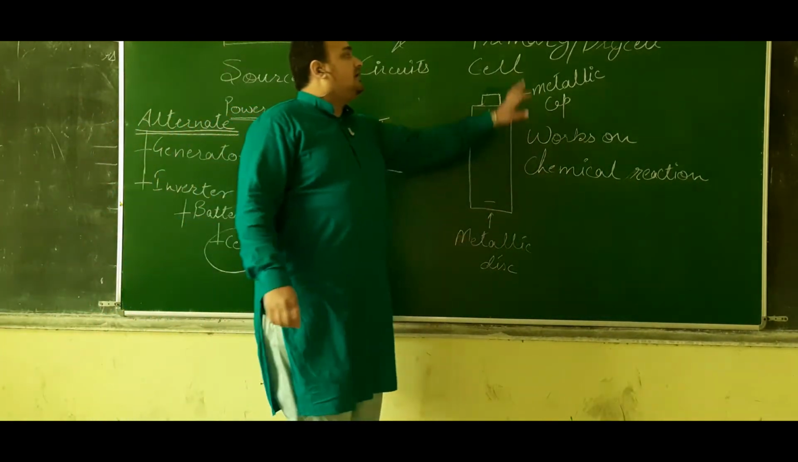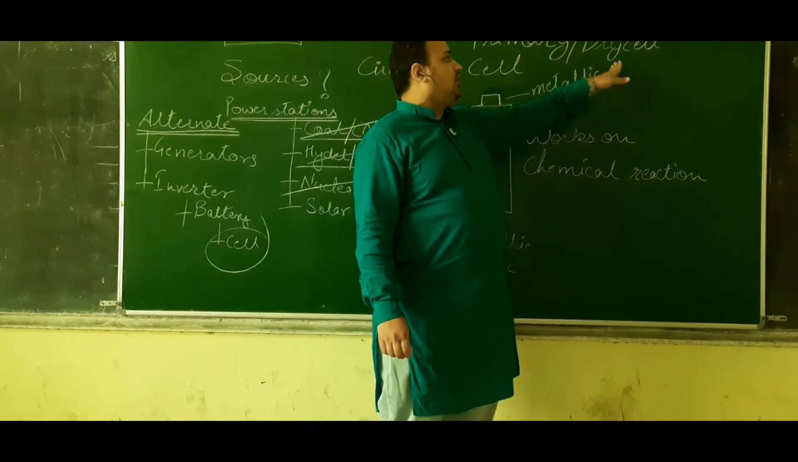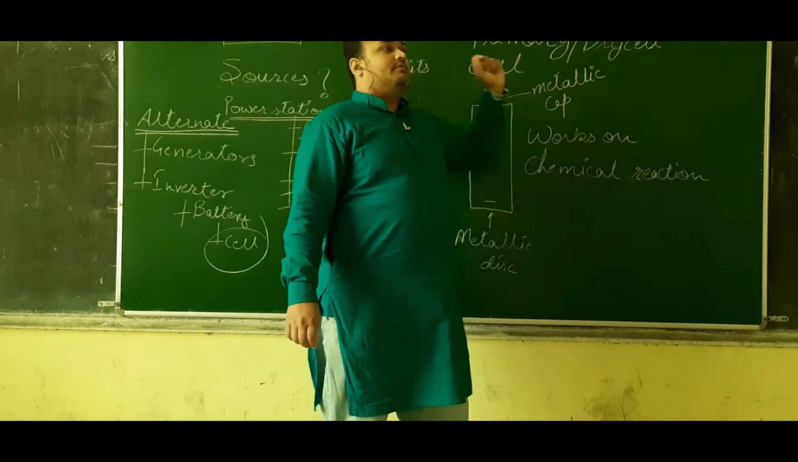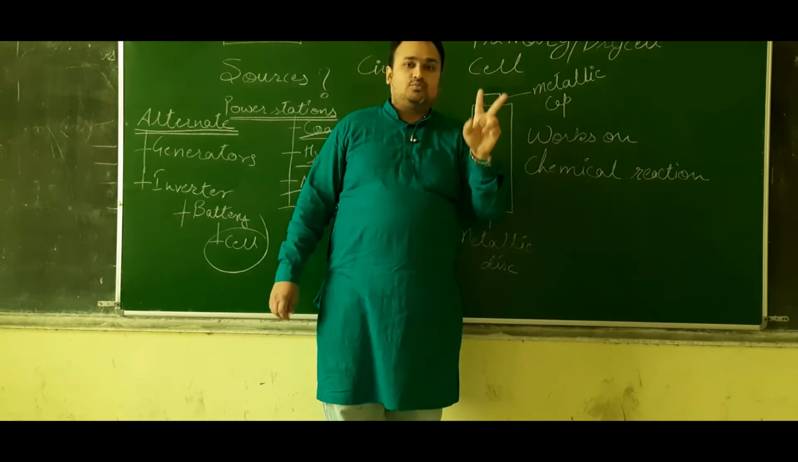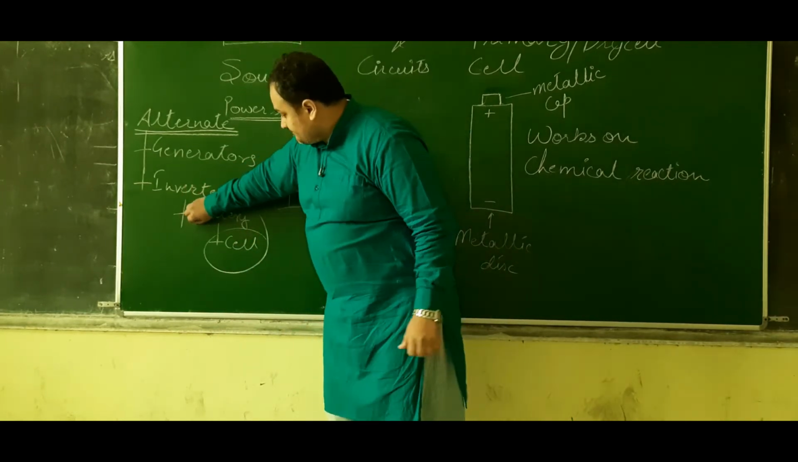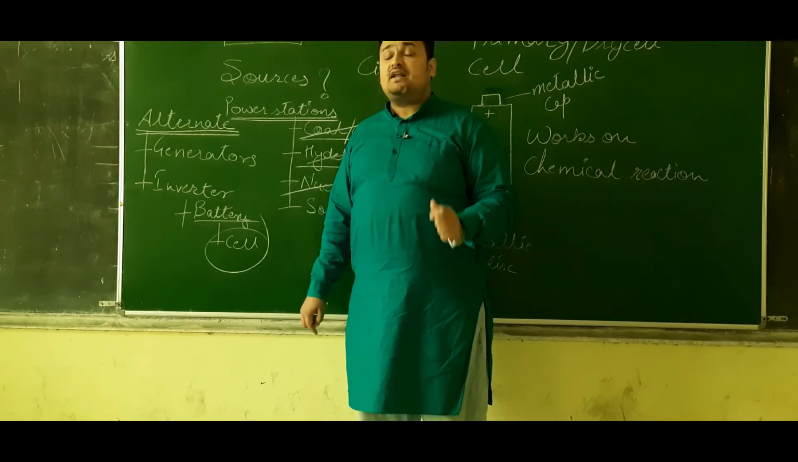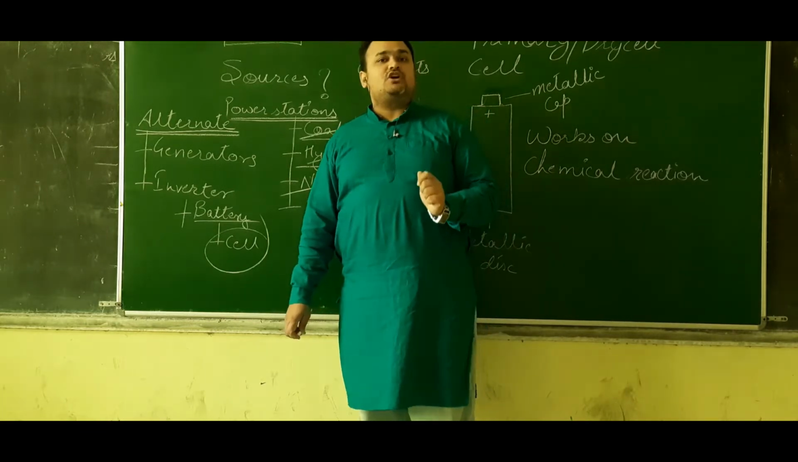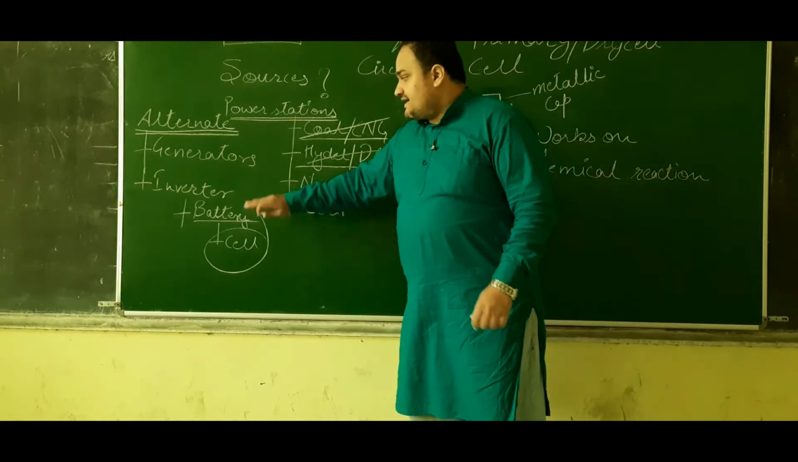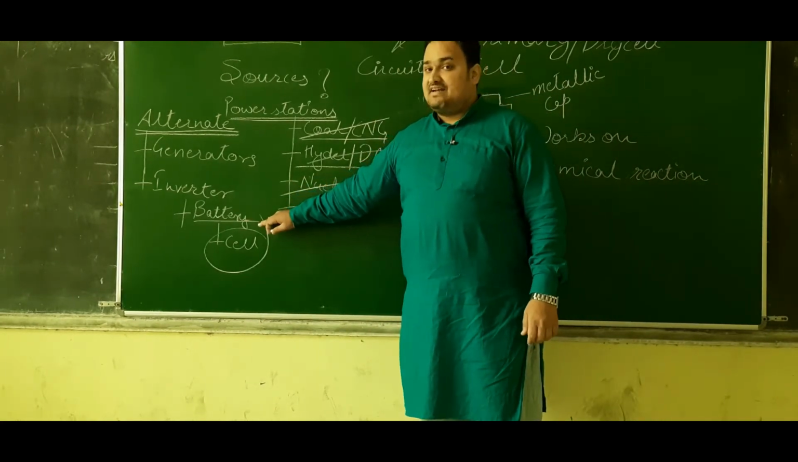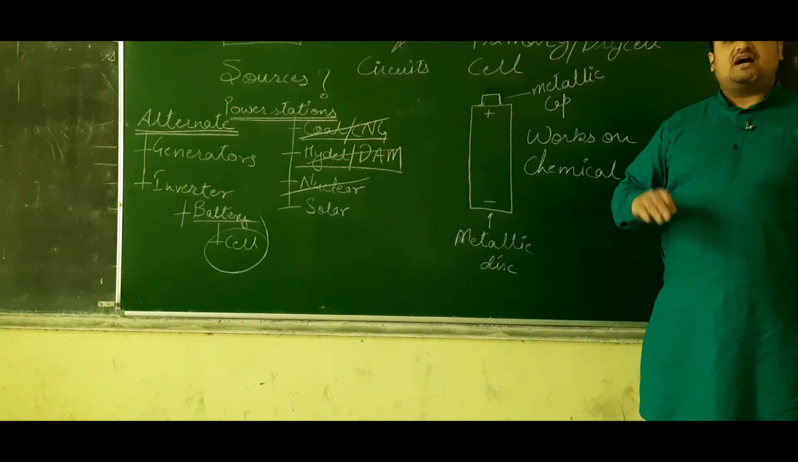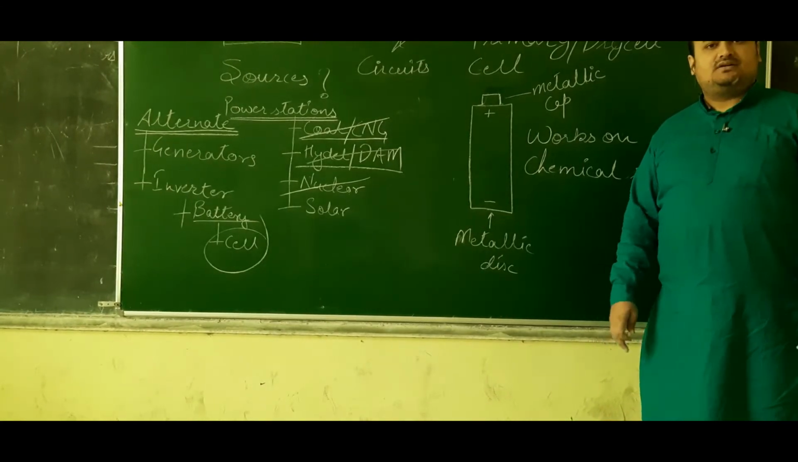So here we are talking about the primary or dry cell. Cells can be divided into two parts: primary and secondary. Those which are rechargeable, which can be used again and again, are all called secondary cells. But primary cells are those which can't be recharged again.